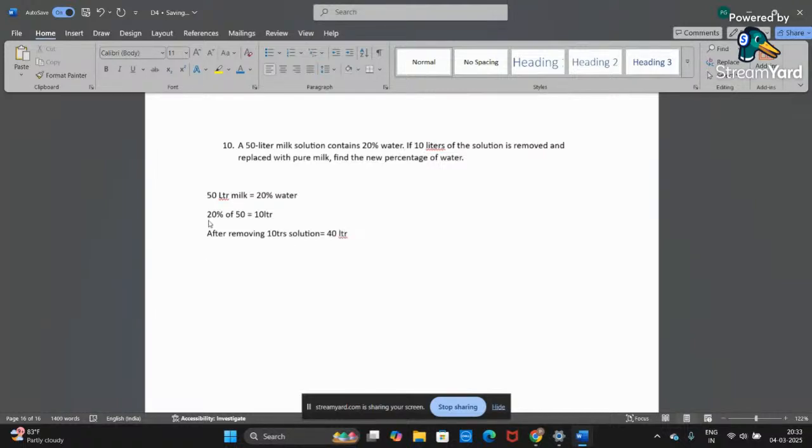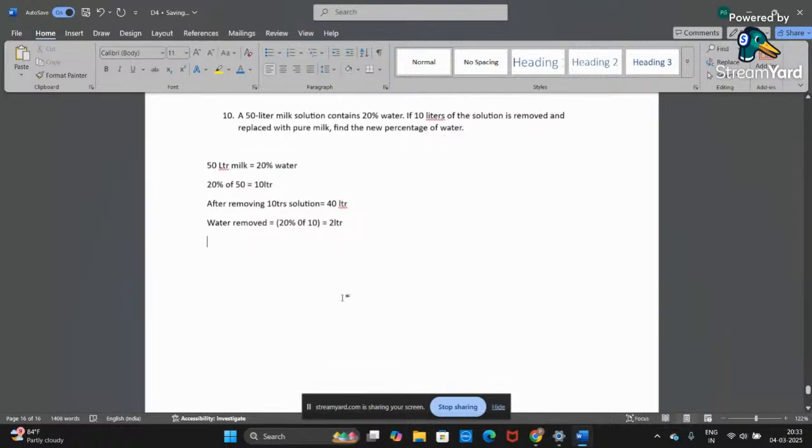So then what is the amount of water that is removed? How to find out? Water removed equals how much percent of water we added? 20%, right? We added 20% of water into 50 liters, but we are removing only 10 liters. So you have to write 20% of 10 liters. So it will be 2 liter. That means 2 liters of water is removed.